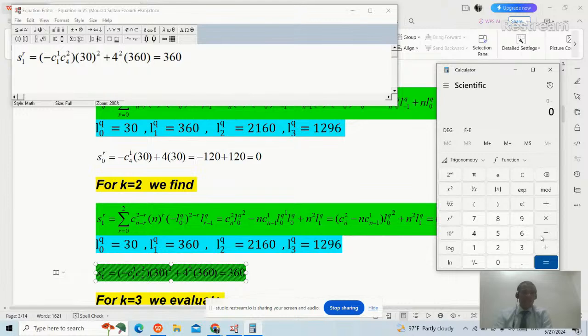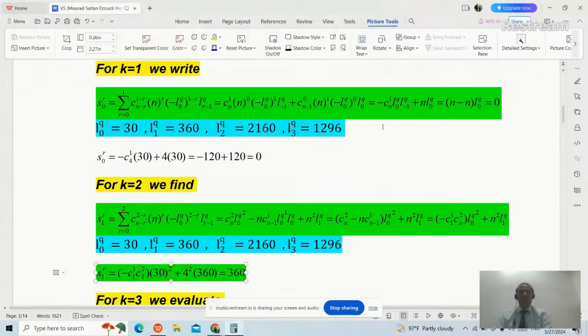I'll just write minus 6 times 30 squared. 30 squared is 900, but I will write 30 squared as it is for the learners, for the students, for the professors, for those who are now watching and working with this example, plus 4 squared times L1 of q, 360. This one, learners, will give you immediately 360. Therefore, S1 is 360.